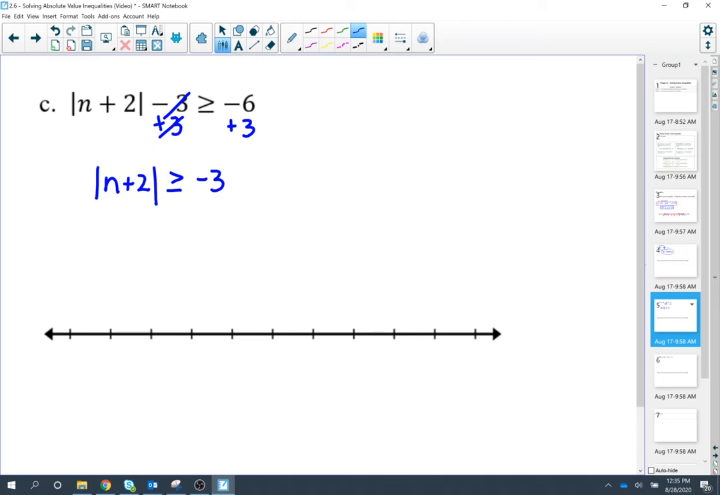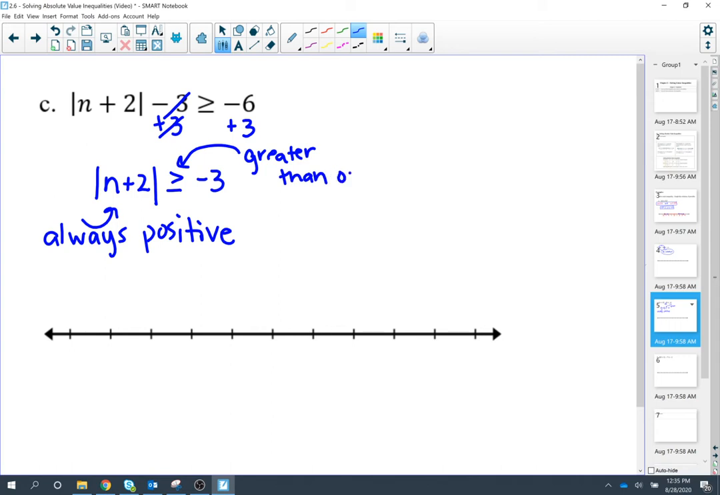Well, if absolute value is always positive, no matter what I substitute in there, I can pick any number I want and substitute it in there. I'm always, once I take the absolute value of it, going to get a positive number. Well, when is a positive number greater than or equal to a negative number? Well, that's all the time.